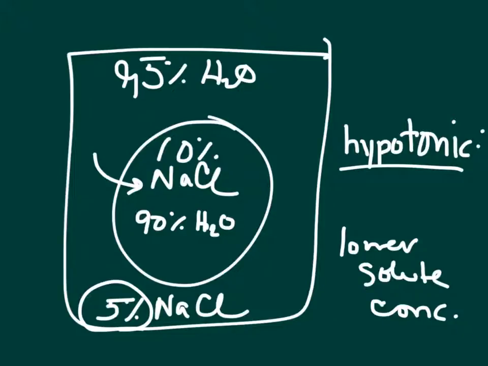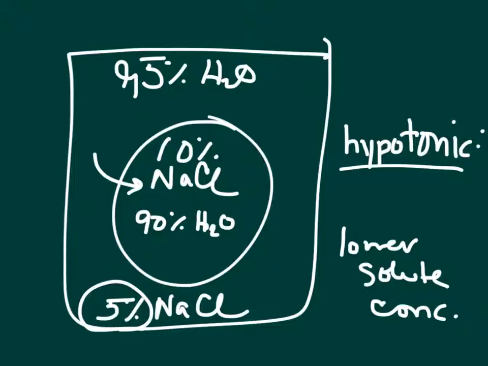So we do it based on the solute concentration. We label hyper, hypo, iso. So here, the outside is hypotonic. So the cell has been placed in a hypotonic environment. And when water rushes in, it swells or it bursts.